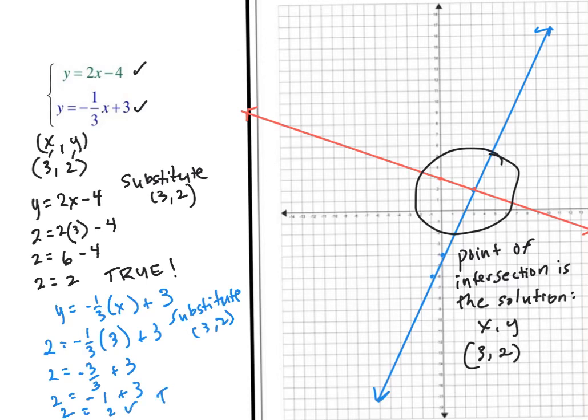Because this is true, it's a true sentence, that means that this point, (3, 2), works for both equations, and it is the solution.